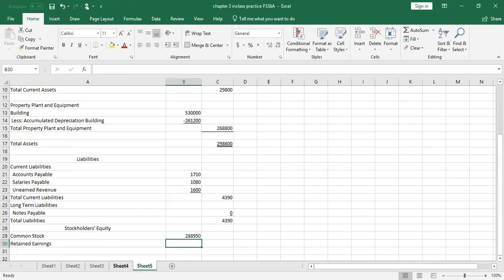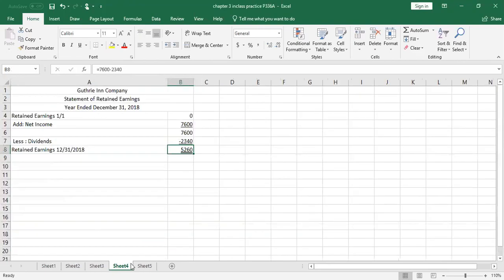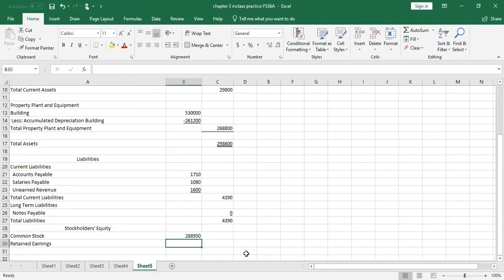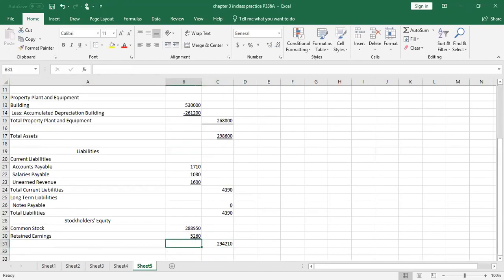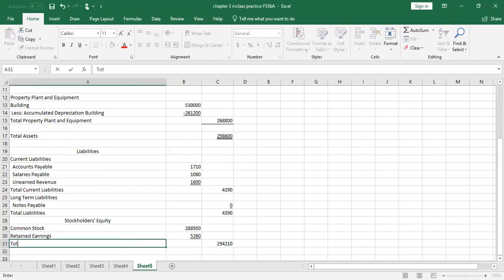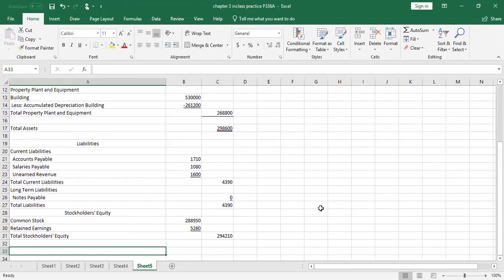Retained earnings. And I'm just going to flip back. We figured that out on the statement of retained earnings, $52.60. So let's add those two together and label total stockholders' equity. Almost done.